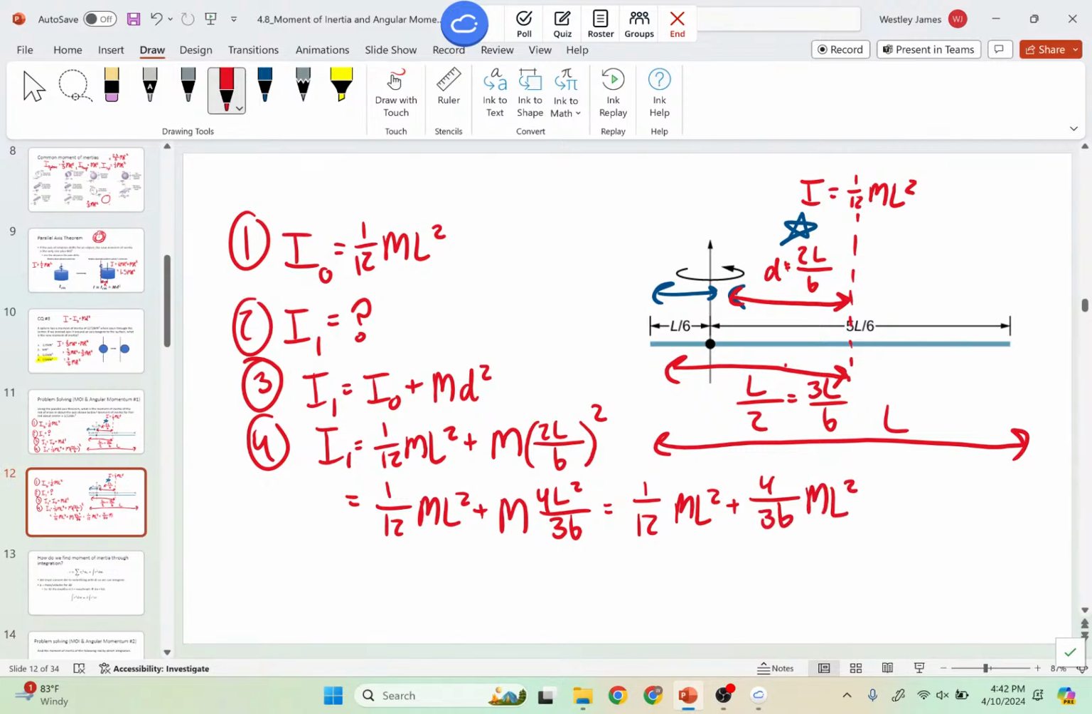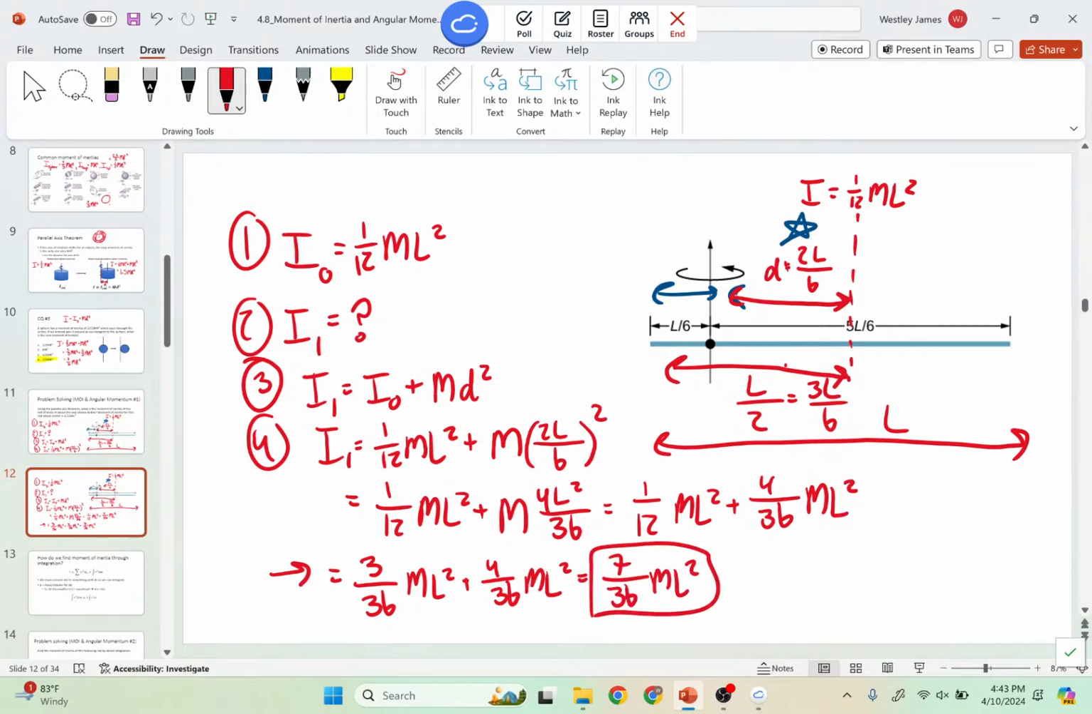You may immediately be like, but 4 and 36, I could simplify it. You'll just end up having to do it backwards again. All right, least common denominator is 36. So I change this first one to 3 over 36 ml squared plus 4 over 36 ml squared. Now you can add fractions. And it's 7 over 36 ml squared. Boom. Final answer. Bada bing, bada boom.